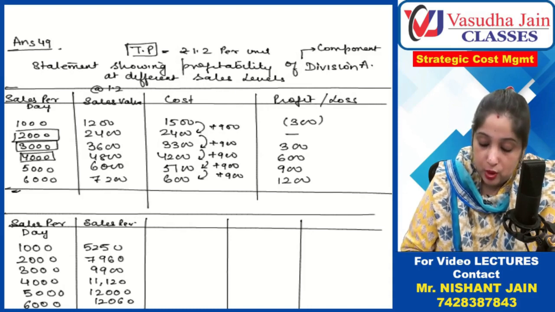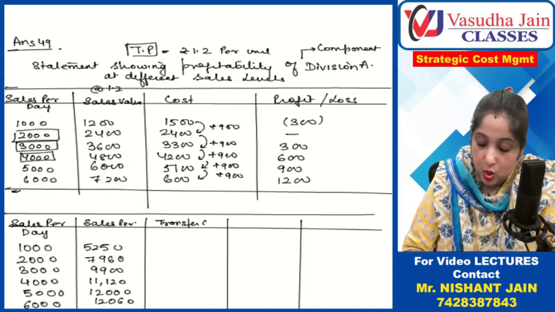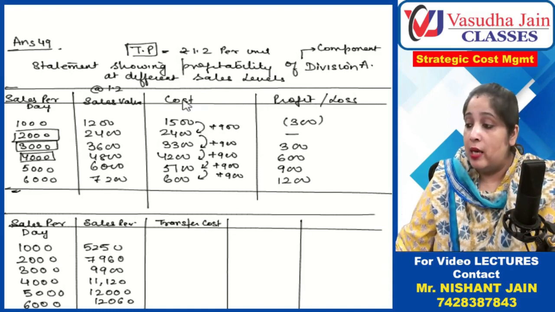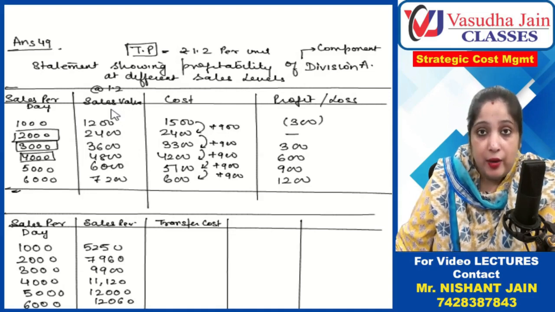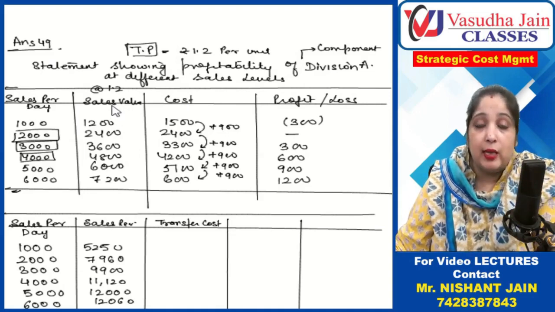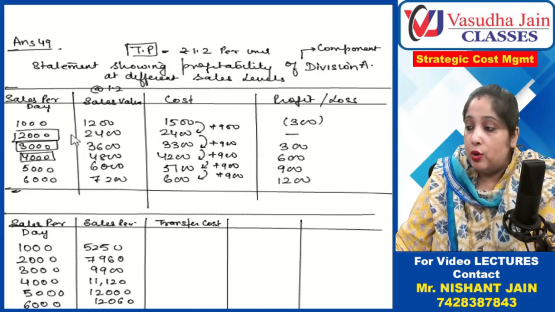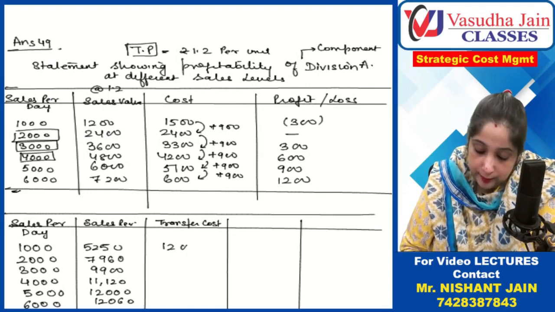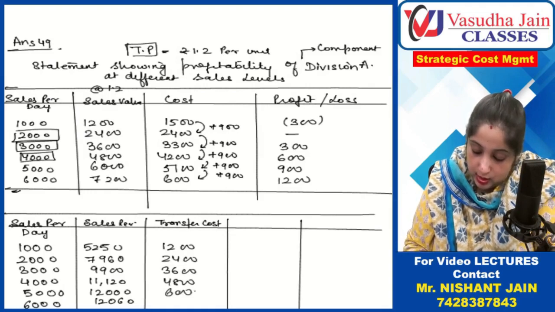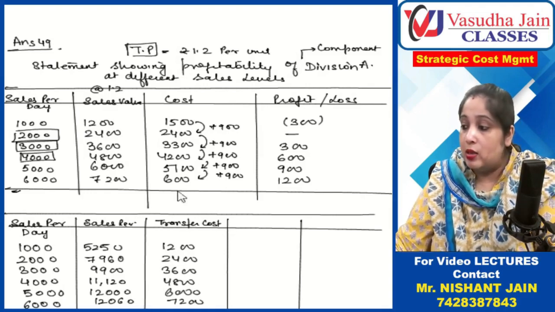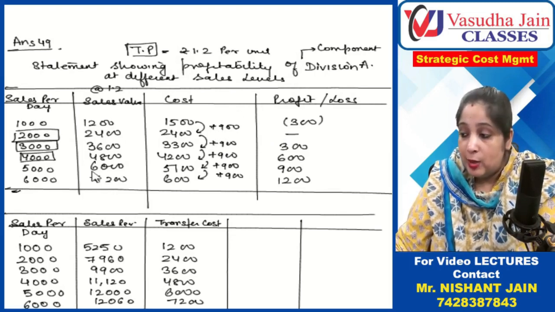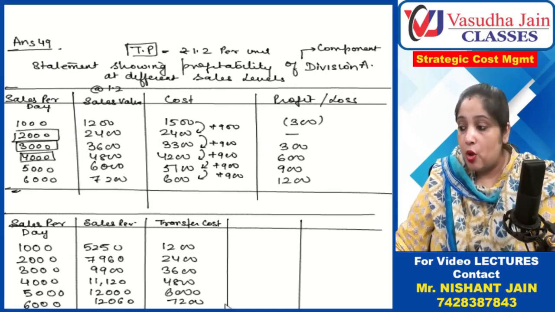Now there are two types of cost. One is your transfer cost, that is the component that you have purchased from division A. Division A has given you whatever is the revenue of division A, that is your cost, because you have only paid that revenue. So the revenue of division A is your transfer cost. So this is the cost: 1200, 2400, 3600, 4800, 6000, 7200. Division A has sold you this component at this price. You have paid this price. So this is your cost now.